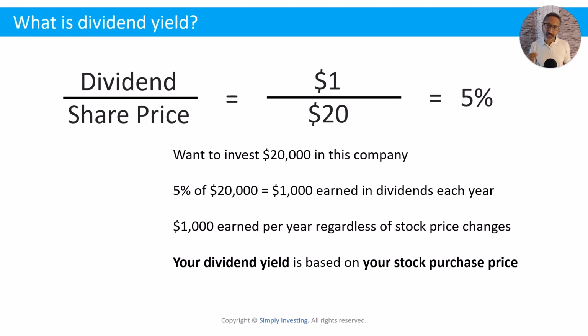Now remember, your dividend yield is based on your stock purchase price. Right? So if you buy this stock today at $20 and the dividend is $1, then your dividend yield is going to be 5%. If the stock price goes up to $100, then the dividend yield is going to be different for someone buying it at $100 a share versus buying it at $20. So your dividend yield is always based on your stock purchase price.